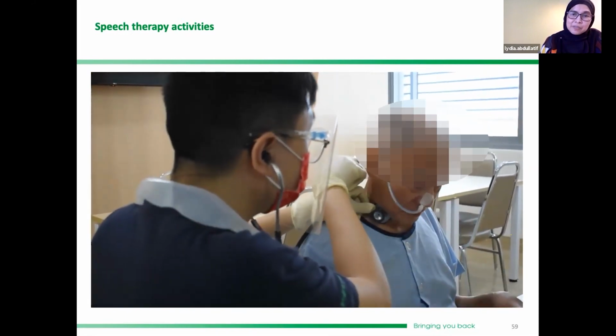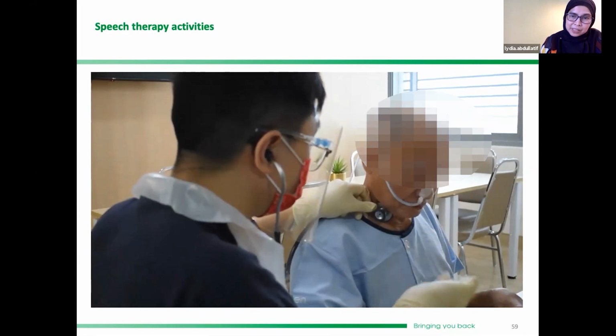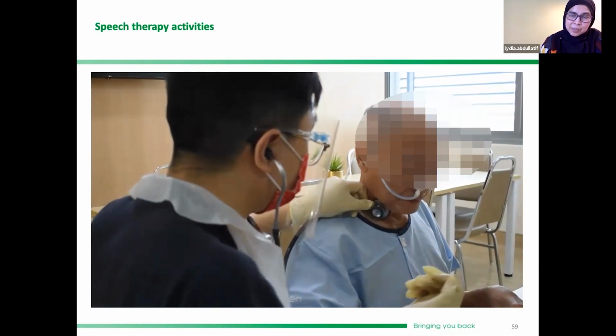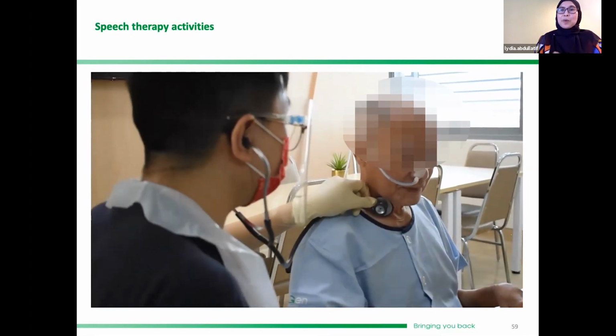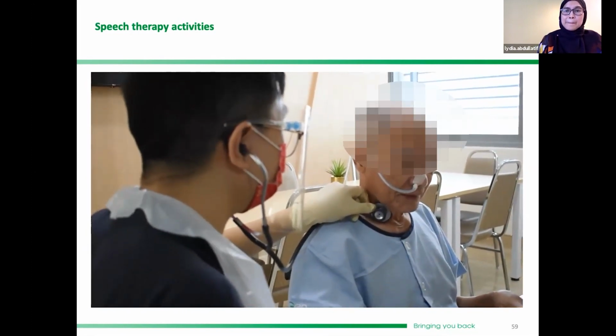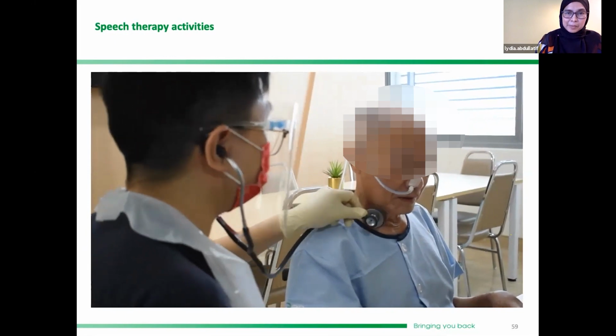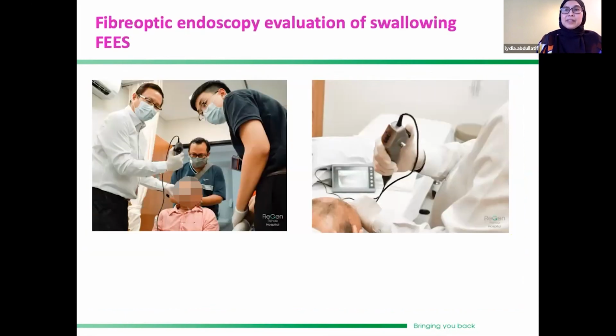All right, so this is doing swallowing assessment. We auscultate for gurgling, right? This is a clinical bedside to ensure that there's no penetration. Nothing. Okay. And we can also do FEES, which is fiber optic endoscopic evaluation of swallowing. This is to see the pharyngeal phase of the swallowing. All right. So it is quite straightforward. You can also do this by the bedside.